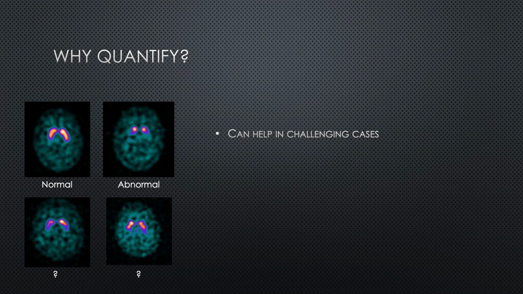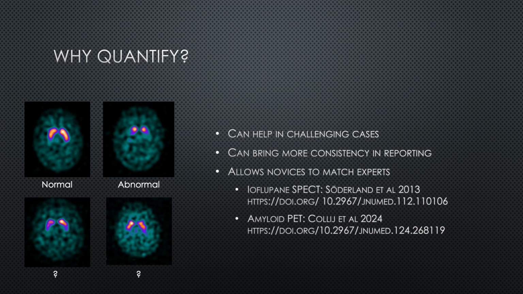Following quantification, we can compare our quantitative values with subjects known to have normal uptake to determine whether the scan is normal or not. And it can bring more consistency in reporting, with quantification supporting image interpretation. Having quantification comparisons to normal uptake can also allow novices to match the reporting accuracy of experts, as shown in these two papers for DAT scan and amyloid PET imaging.